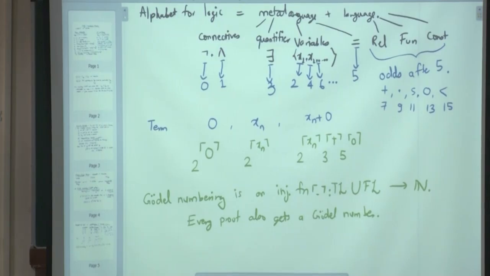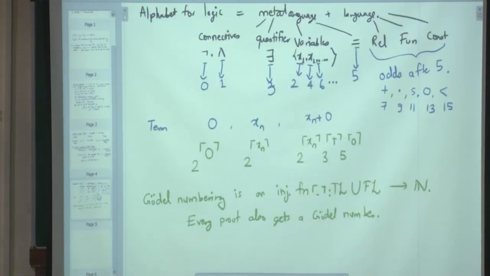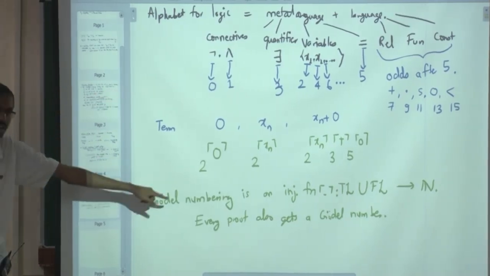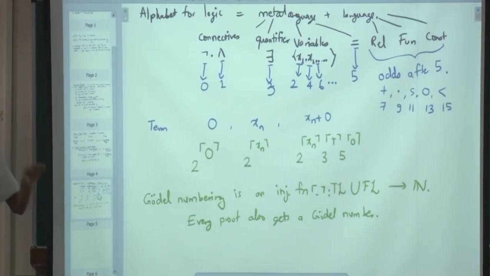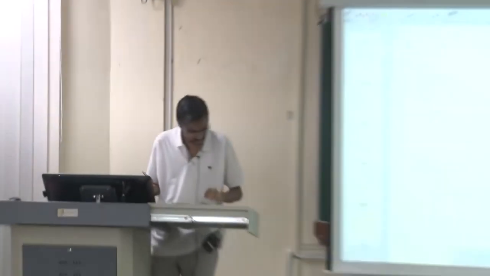Now we are very close to saying what we want to say. Here we are assuming that the proof of Gödel's theorem proceeds by saying that if the language is recursively enumerable, then the Gödel numbering function is also recursive. So we are talking about recursive functions all the time.